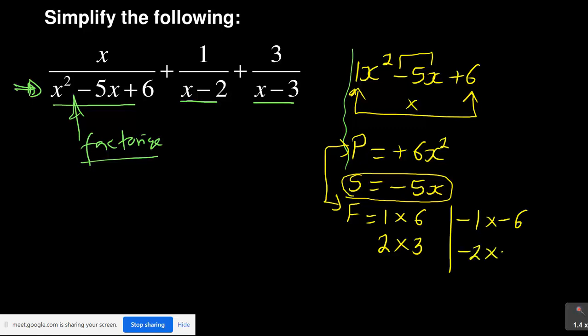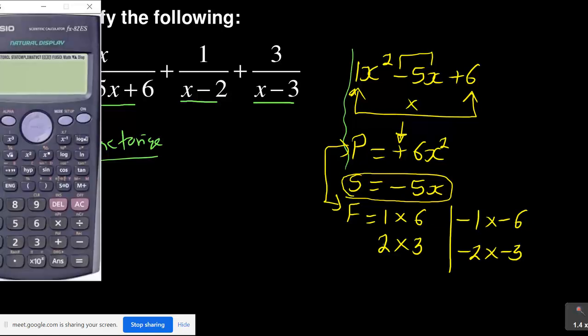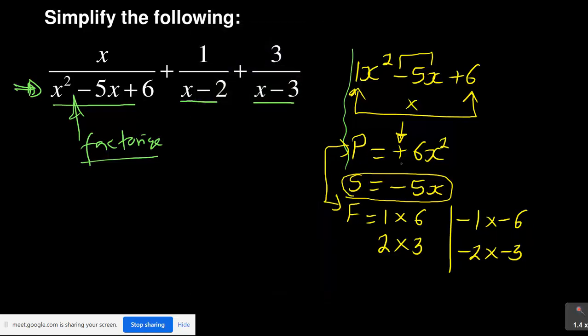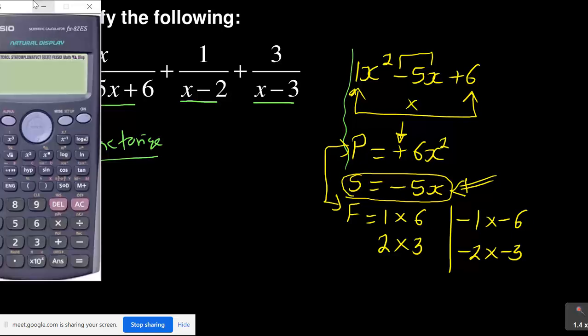Negative 2 times negative 3. Why? Because the product there is positive. That's why when you multiply negative 1 times negative 6, I get a positive 6. You see that? So that's why it's either both numbers are negative or both numbers are positive. But now, as I said, this is our decider, which is the sum. So when we add these two numbers, let's add them.